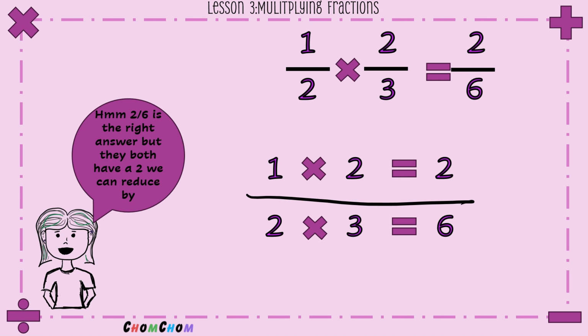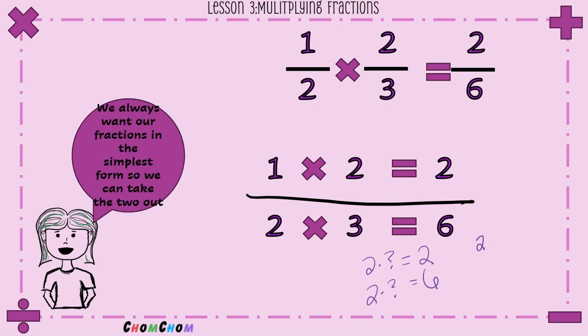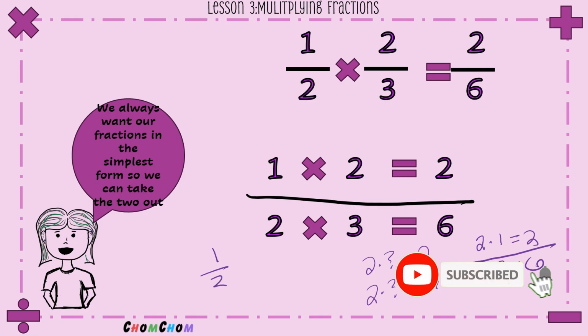But 2/6 has a number in common. We can multiply 2 times something to get 2, right? And then we can multiply 2 times something to get 6. So if we want our fraction in the simplest form, we can take out a 2, and then what are we left with? 2 times what gives us 2? And 2 times what gives us 6? 2 times 1 equals 2, and 2 times 3 equals 6. So what we're left with is 1/3.